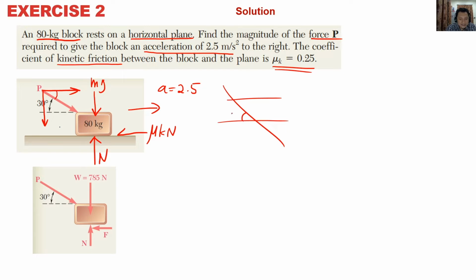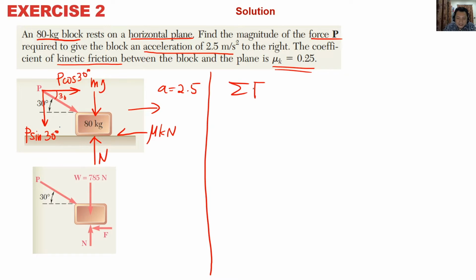If this is 30, this is also 30. Right? This one is 60. Betul lah. That's correct. So if this one is 30, this is also 30 degrees. Yeah, correct. So this will be P sine 30 degrees. This will be P cos 30 degrees. Alright, so now let's do.